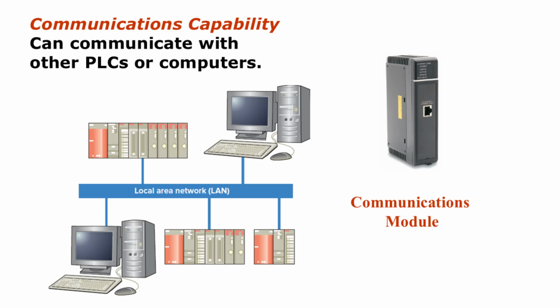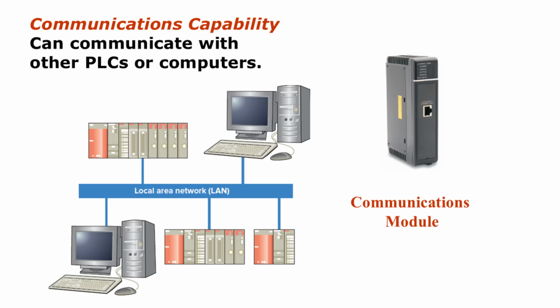The diagram shows PLCs and computers connected to a local area network. This allows data to flow between control systems, operator stations, and higher-level enterprise software. For example, a PLC might send production data to a central computer for logging or receive set points from a supervisory system. In a factory, one PLC may be controlling the conveyor, another controlling the robot arm, and another monitoring sensors. Communication ensures they work together in sync.